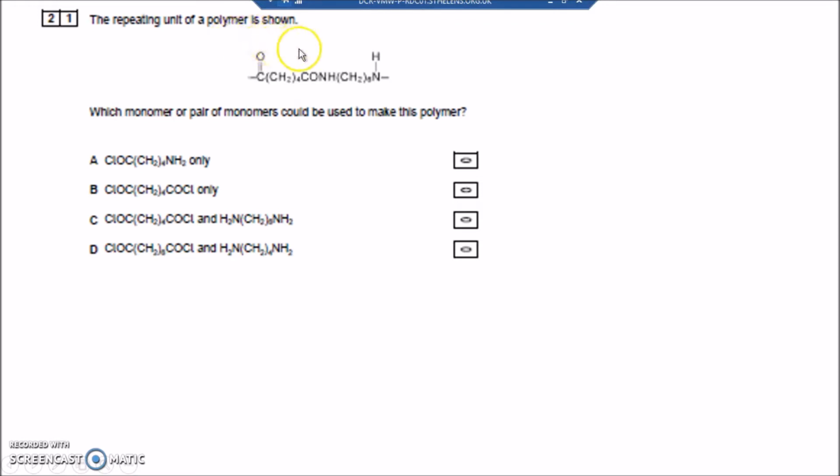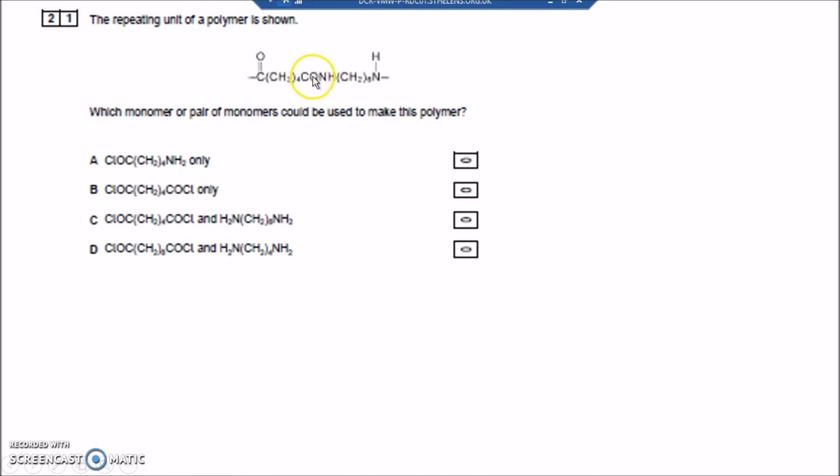The repeating unit of a polymer is shown below. So I've got an amide link, a CONH link, sometimes also called a peptide link if it's in a protein. The CONH, and at this end I've got an NH, and at this end I've got an H. So that linkage there, that peptide link, is formed from this unit and this unit. So this one I'd have NHCH2, NH, and then this would have an NH2 on this end, and this would have been an NH2, and this would have been a carboxylic acid, COOH, or maybe a COCl.